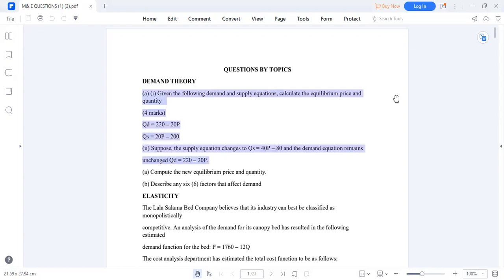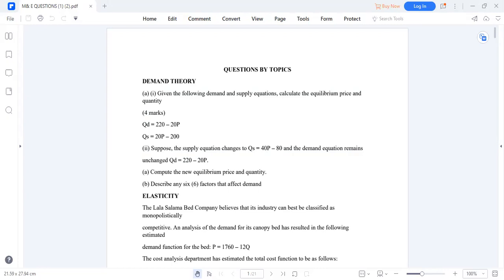So under demand theory, you must also understand the types of goods that are there. We have what we call the normal goods. We have what we call the inferior goods. We have what we call luxury goods. We also have what we call complementary goods.